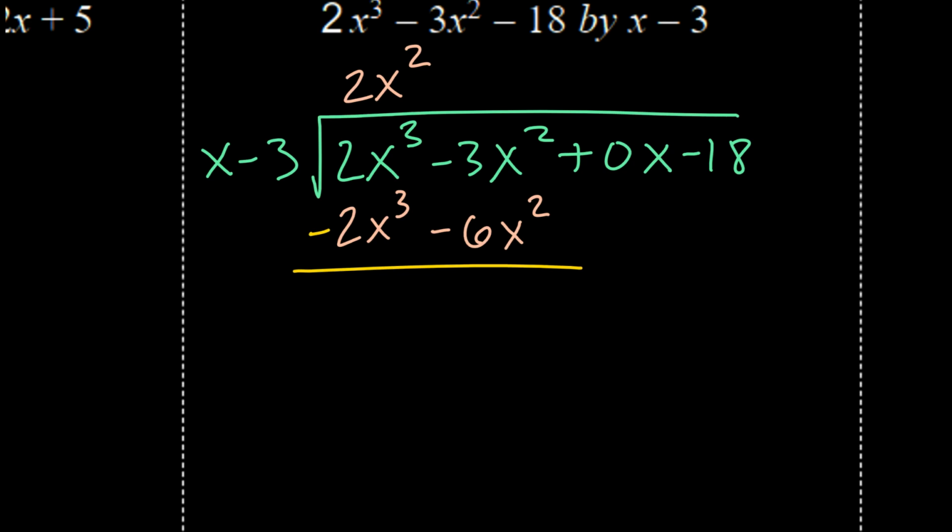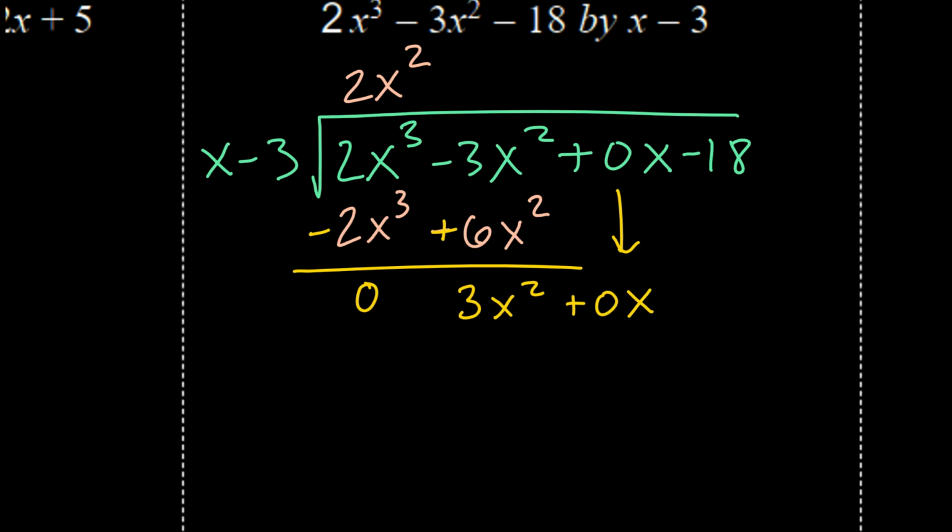which means I'm going to change both of these signs. Why? I'm distributing the negative to both. And what happens when you distribute a negative to a negative? So that's why I'm changing the signs of both. So 2x cubed minus 2x cubed is 0. And then -3x squared plus 6x squared is 3x squared. And I bring down the 0x.